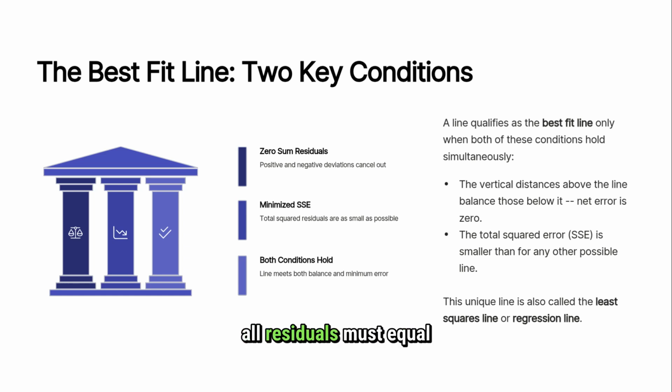First, the sum of all residuals must equal 0. Residuals are the differences between the actual values and the predicted values. This means that positive residuals and negative residuals balance each other out, ensuring that the regression line is not systematically too high or too low.